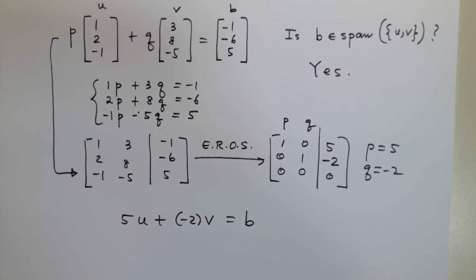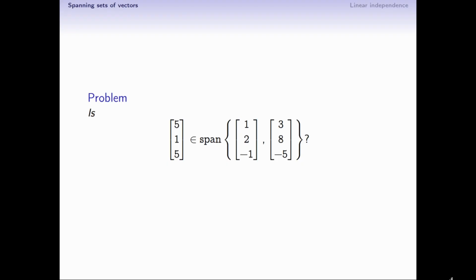Okay, let's head back to the class notes. Let's take a look at another problem of the same type. Is this vector with components 5, 1, 5 in the span of this collection of vectors? Let's go to the document camera and work out the solution to this problem.